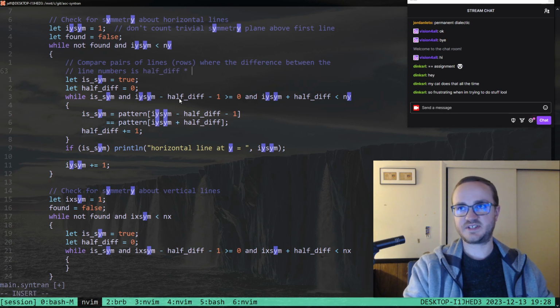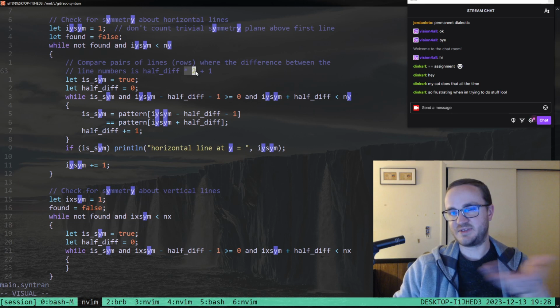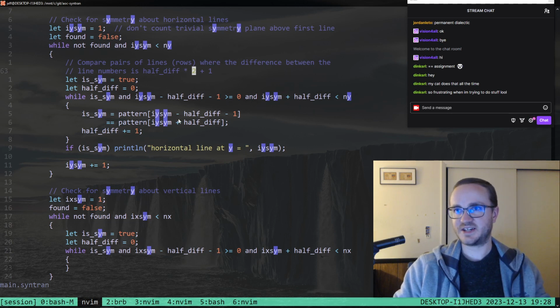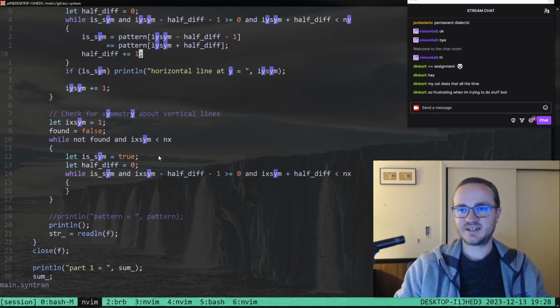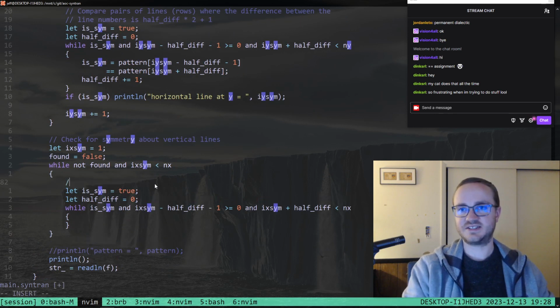It's half diff times 2 plus 1. So that's why I call it half diff, because it has to be multiplied by 2 to actually get the difference, right? Because it's subtracted from this one and it's added to this one. So it's half of the difference. And now we're going to compare columns instead of lines.